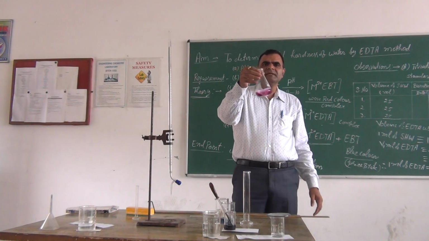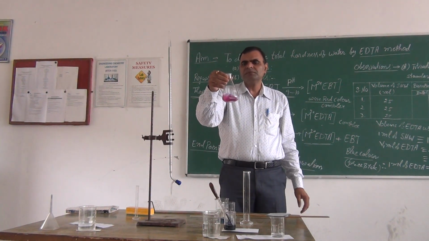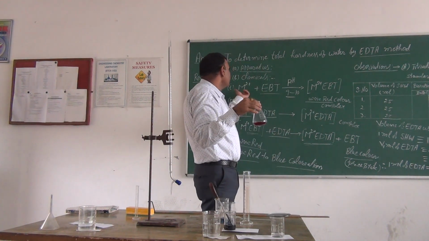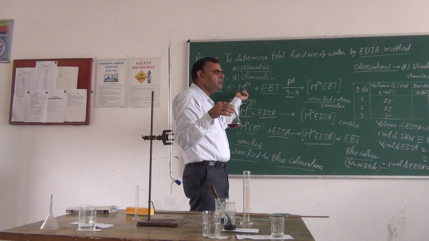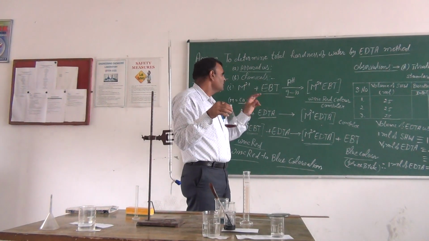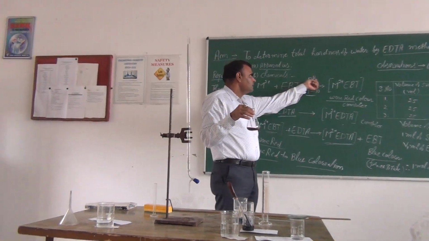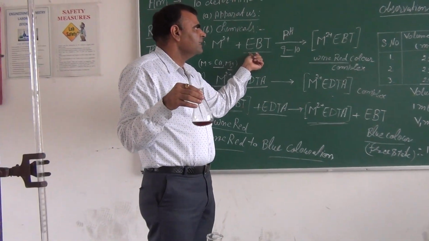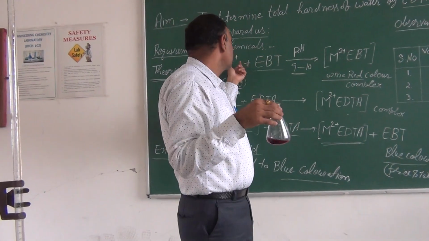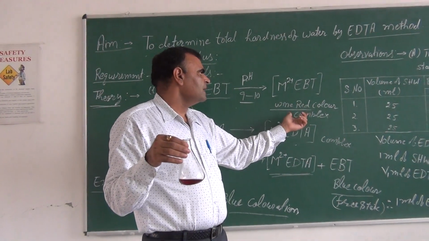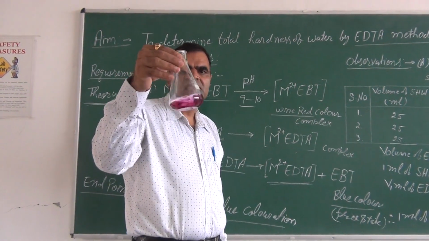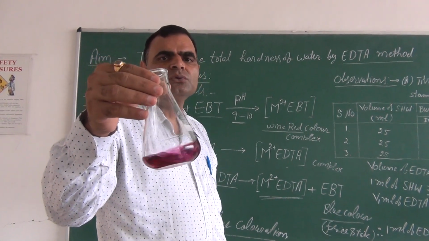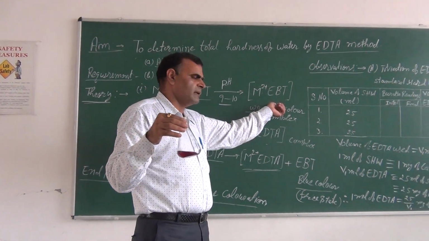As we put the EBT indicator, the color of this solution changes to wine red. We have the metal ions, then we add the buffer solution and then we add EBT. As we add EBT, the color of the complex is wine red. So this is the wine red coloration which is obtained due to the metal EBT complex.